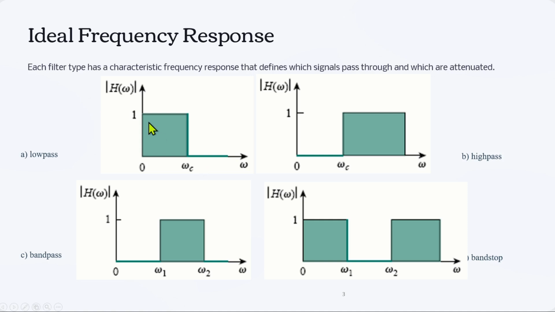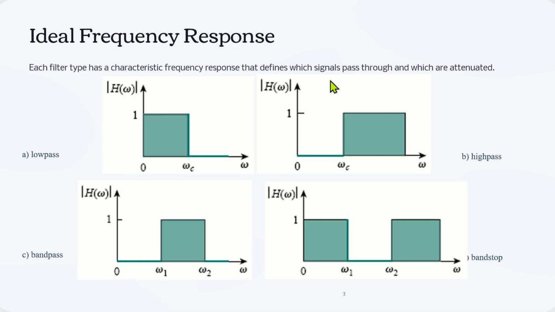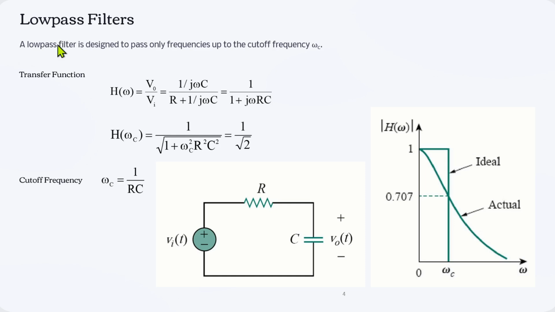Suppose we are building a low pass filter with a cutoff of 100 Hz, then it will allow around 110 to 120 Hz, and then it is going to attenuate the remaining. Similarly in the case of the remaining filters. Let's start with the filters one by one. So first is the low pass filter.